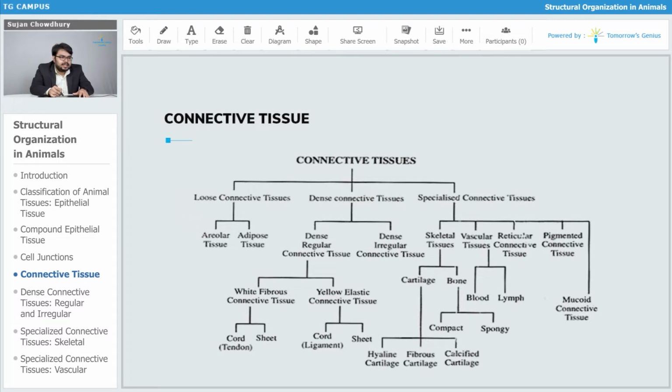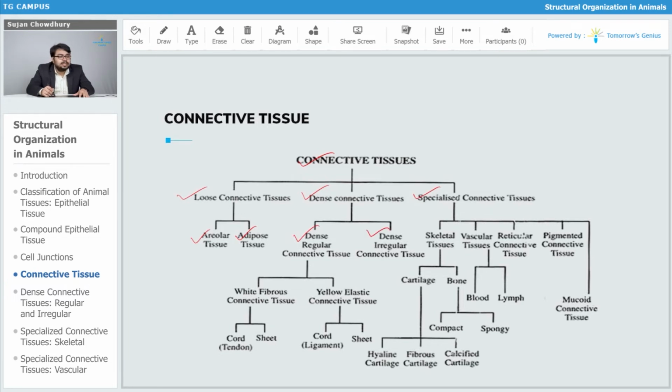So we can find that connective tissues are mostly of three types, namely the loose connective tissue, dense connective tissue, and specialized connective tissue. Now the loose connective tissue is of two types, namely areolar and adipose tissues, whereas the dense connective tissues are of two types, namely dense regular and dense irregular connective tissues.